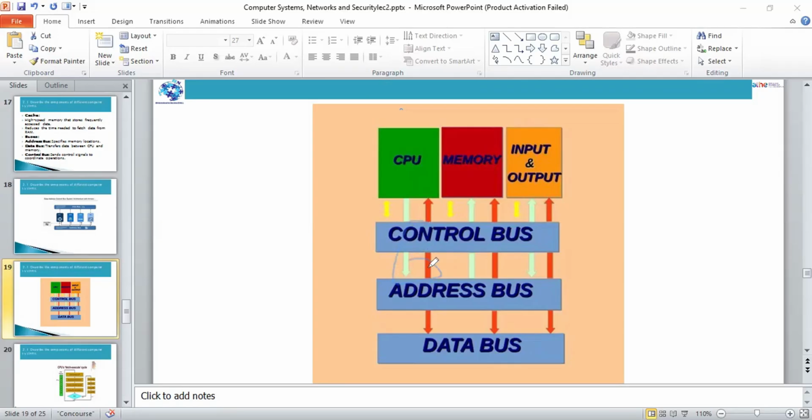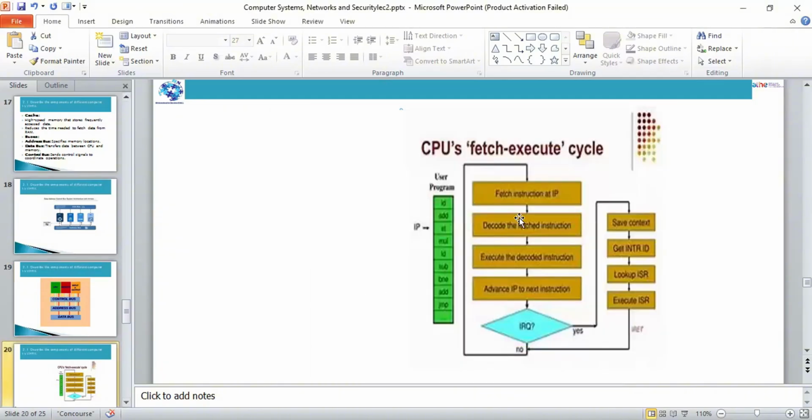Now this control bus will give orders to the address bus and data bus to fetch the data and address from the main memory. So they will go in this direction. They will get the data, and this is how, in this flow, the data is fetched and managed from one part to another part. Then after that, we have the fetch execute cycle we have discussed.